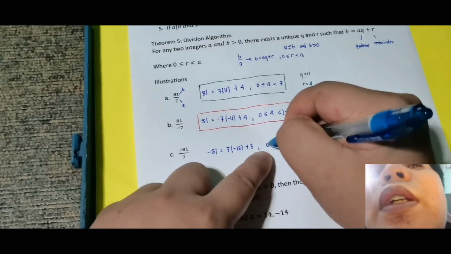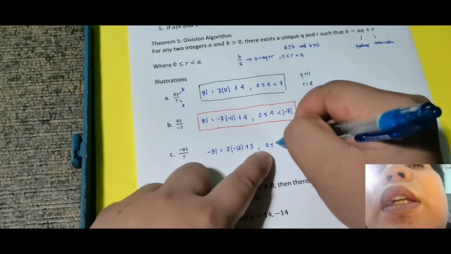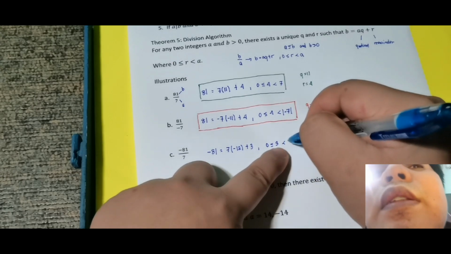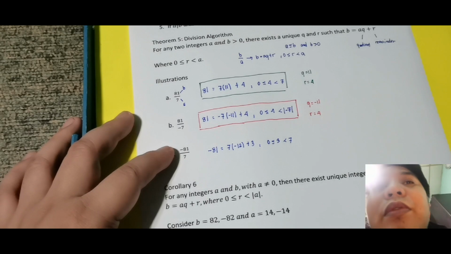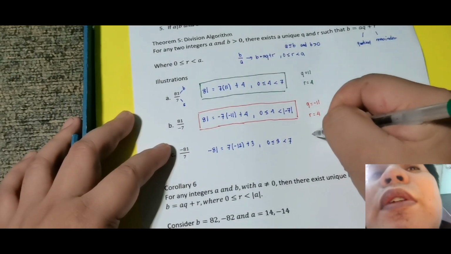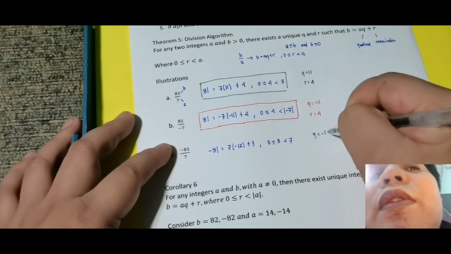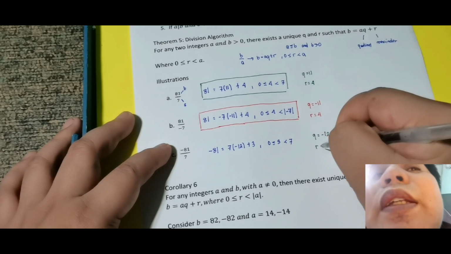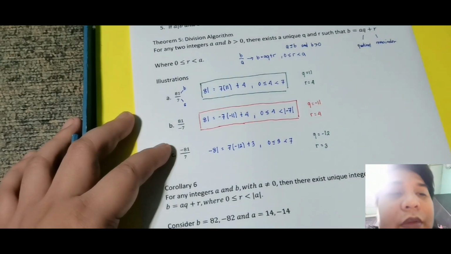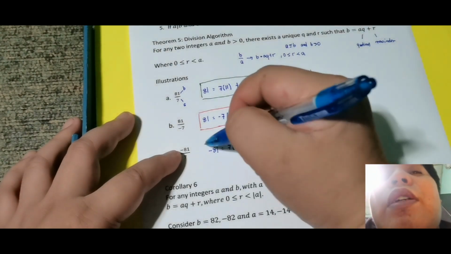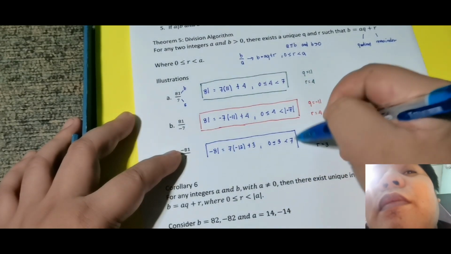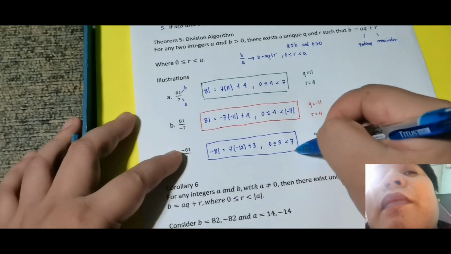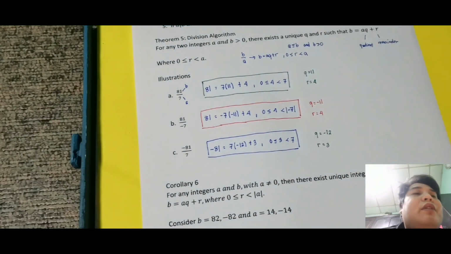So, therefore, 0 is less than or equal sa 3, less than 7 lang. Kasi wala naman, hindi naman siya negative. Okay, so where Q dito. So, ang Q natin dito is negative 12. Yung remainder natin dito is 3. So, napansin mo, napakalaking epekto kung saan ko dinadala yung negative sign na yan. Okay, so let's have more example.